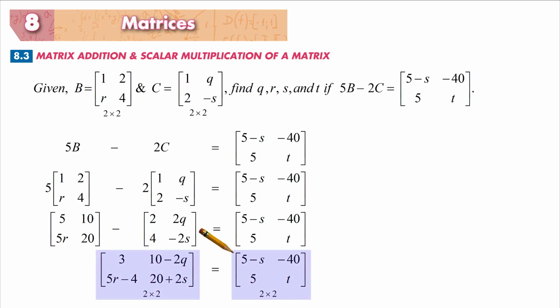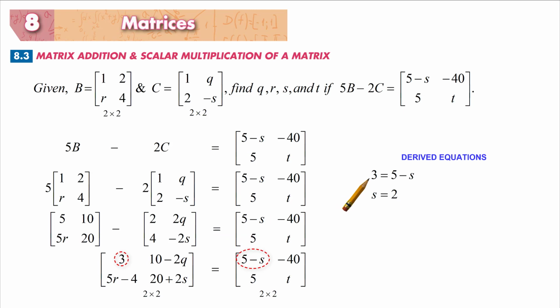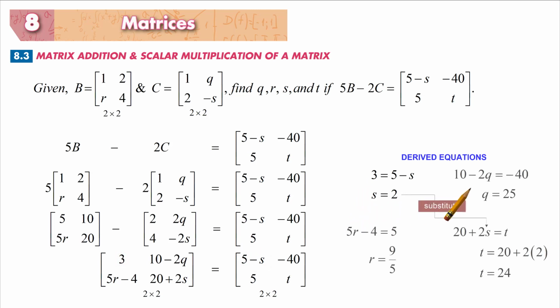With the left and the right being 2 by 2 matrices, we can equate the corresponding elements and form equations. The element in the first row, first column in the left matrix equals the corresponding first row, first column element in the right matrix. And that results in the equation 3 equals 5 minus S, which we can then solve to find the unknown S, which equals 2. Similarly, 3 more equations can be obtained and solved for the respective unknowns.